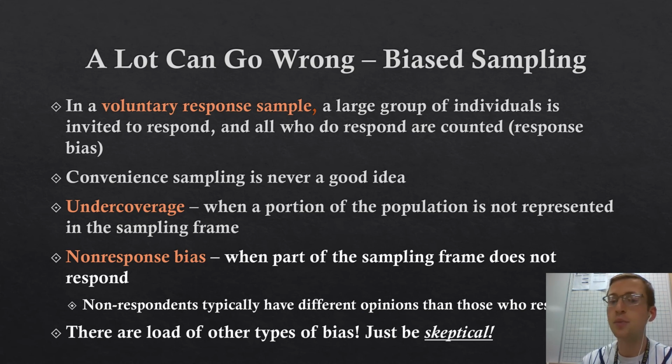Undercoverage is when, for some reason, a portion of our population is not represented well in our sample. Maybe there's some sort of fear that they have by taking that survey. Maybe they think, oh man, they're going to know information about me, I don't want to answer that. So undercoverage is just when a portion of your population is not within your sampling frame. And then non-response bias is when a part of your sampling frame does not respond.